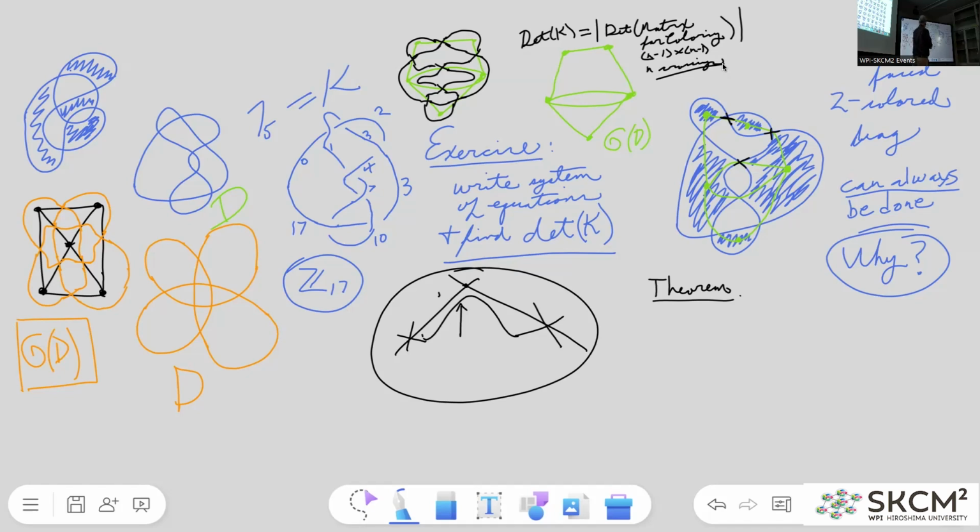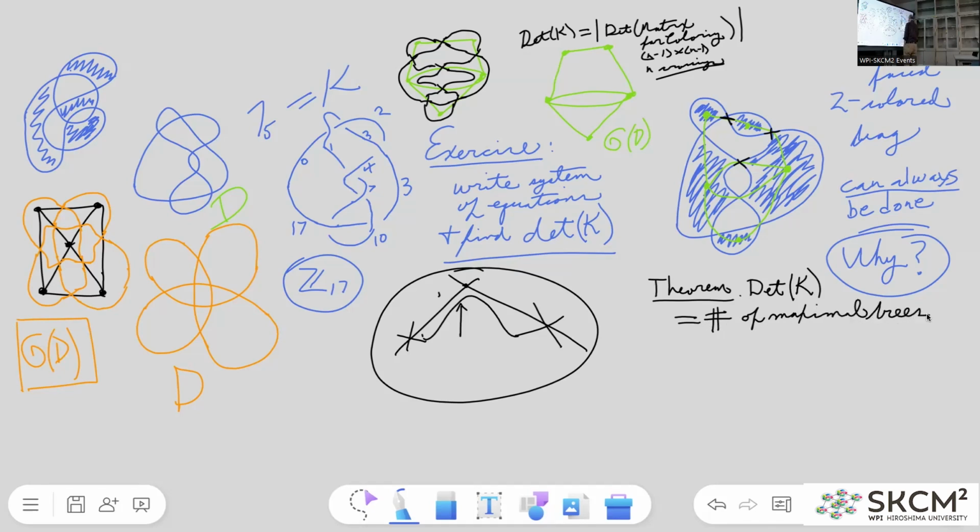I'm going to find out for you. You can do the exercise, but I'm going to show you how to get information from the internet about determinants and things. But here's the theorem. The theorem is that the determinant of a knot or link K is equal to the number of maximal trees in the graph of the knot.